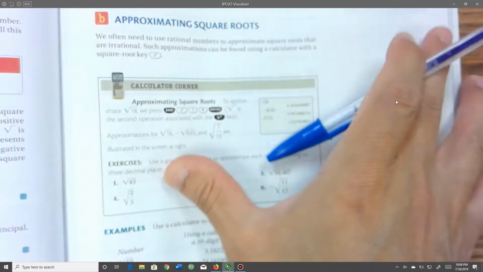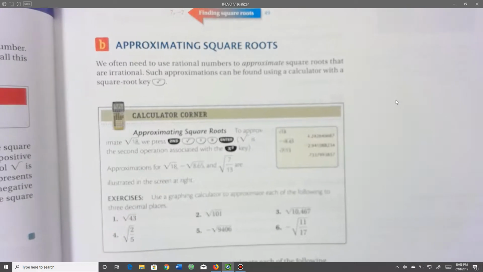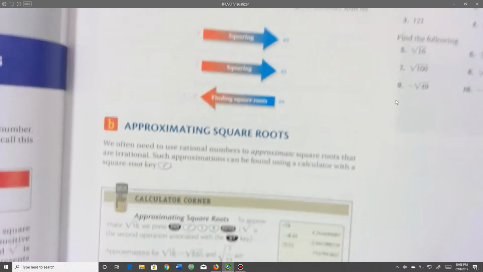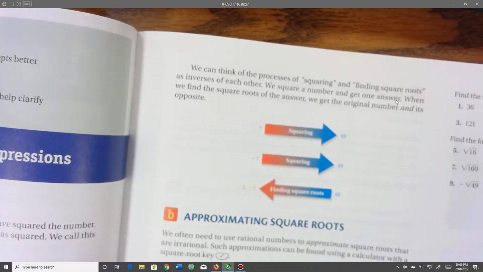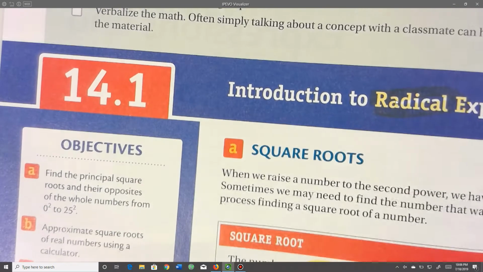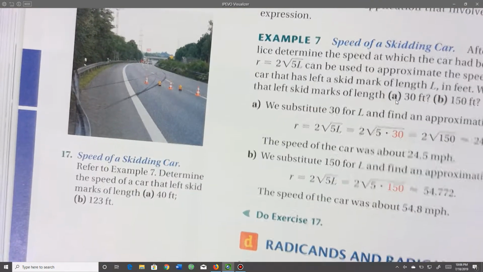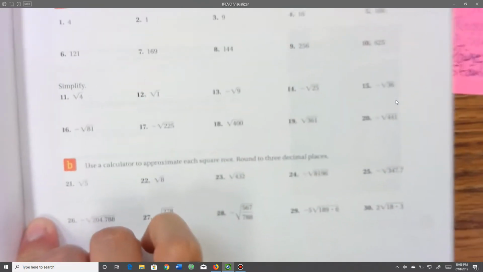All right, let me move the book. So now we're here. I guess we're done with section 8, objective A. So let's go ahead and work out some problems from objective A real quick, just so we know what you'll be expecting on your assignment.